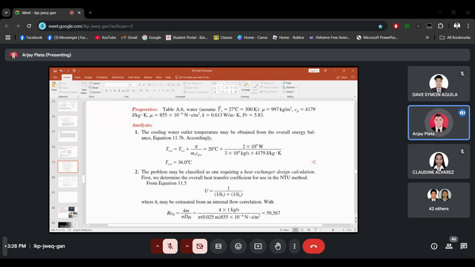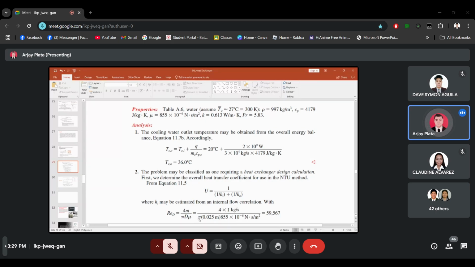We have the equation for calculating the Reynolds number given the mass flow rate: 4m over pi d times dynamic viscosity. We have a mass flow rate of 1 kilogram per second. This is for only one tube. The 3 times 10 to the 4 kilogram per second is for 30,000 tubes. So for one tube, it's 1 kilogram per second.